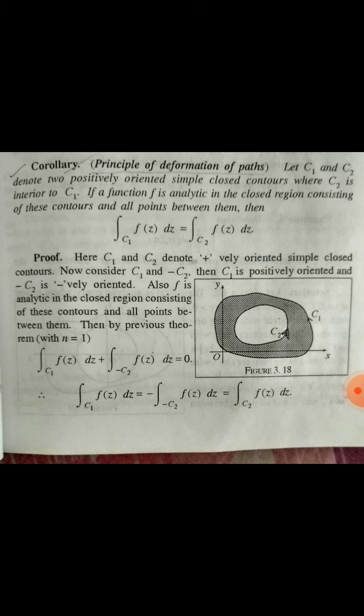If a function f is analytic in the closed region consisting of these contours, that is the shaded region. The shaded region is the closed region which consists of both the contours and all points between them. So this function f is analytic on C1 as well as on C2 and all the points between them. Then integral over C1 f(z) dz is equal to integral over C2 f(z) dz. So if you are integrating over C1 f(z) dz, that will be same as integral over C2 f(z) dz.